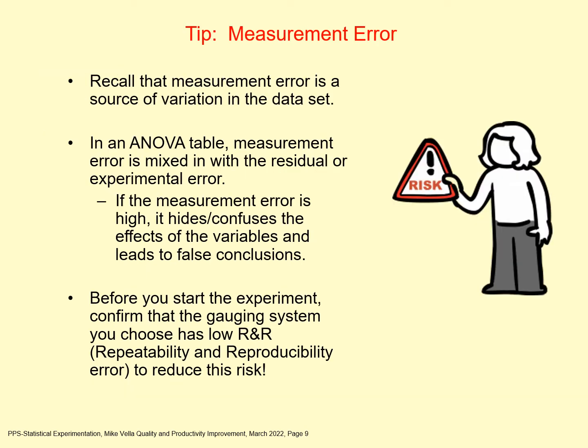So in terms of measurement error, recall that measurement error is a source of variation in the data set. In an analysis of variance table, an ANOVA table, measurement error is, unfortunately, mixed in with the residual or experimental error. If the measurement error is high, it will hide and confuse the effects of the variables, and this whole test will lead to false conclusions. So it's very important that before you start the experiment, you confirm that your gauging system is very good, and that includes running a repeatability and reproducibility study, which includes different operators, different parts, and different times, so that you know that your gauging system is reliable.